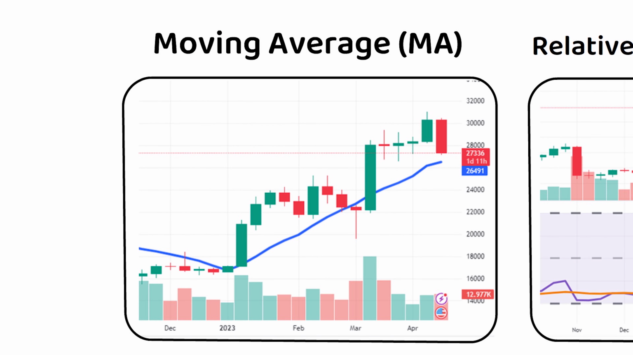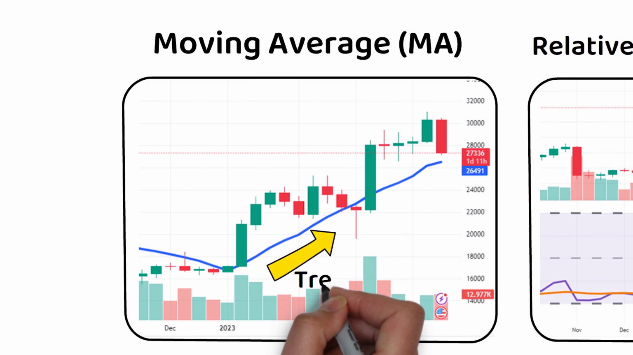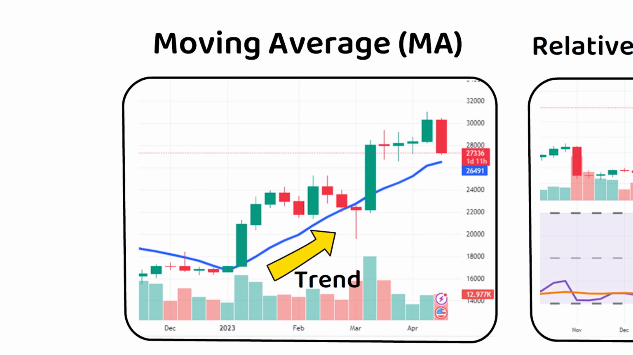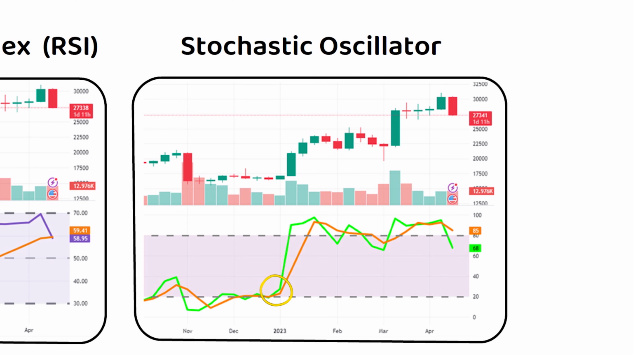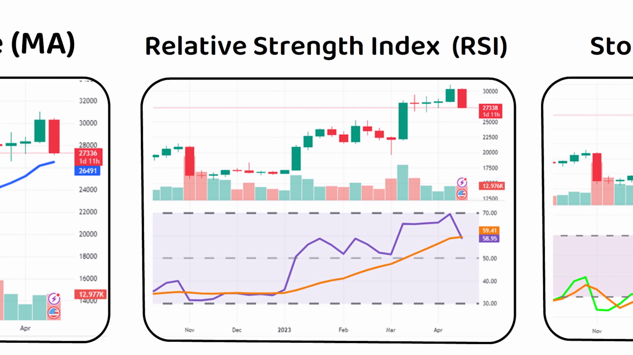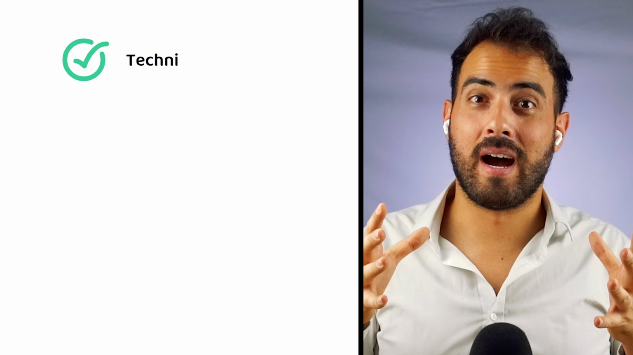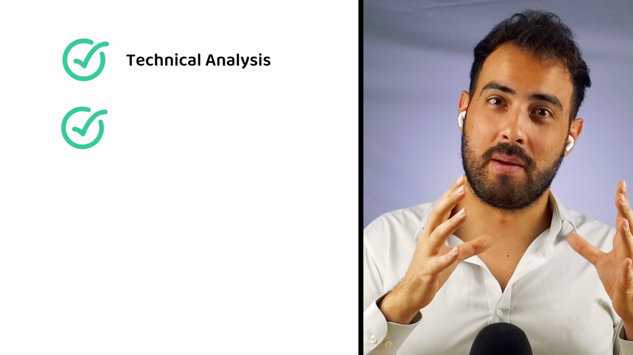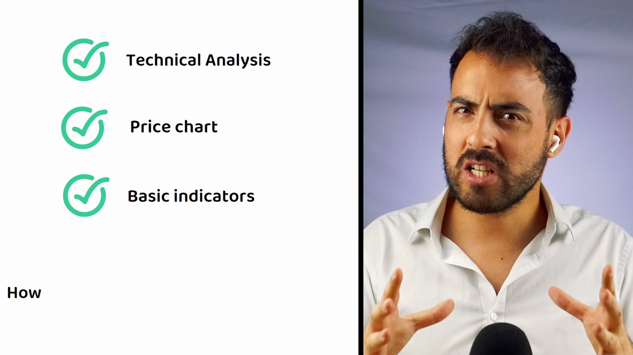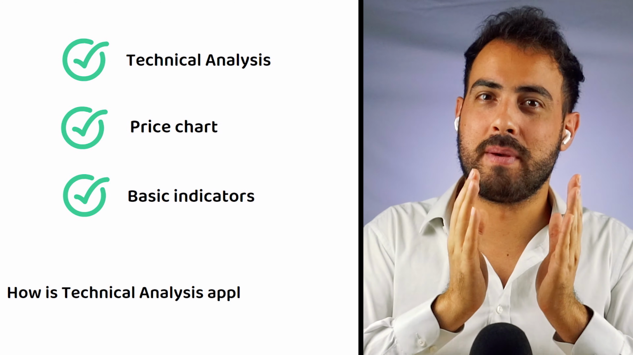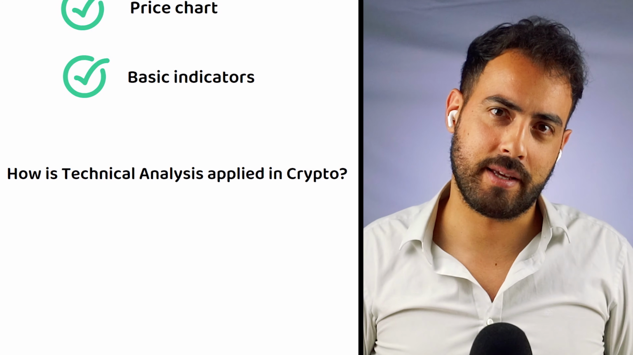Moving averages are used to spot trends by smoothing out price data over a specified period of time. The stochastic oscillator is used to spot potential trend reversals, while the RSI is used to spot overbought and oversold market conditions. Now that we know how technical analysis works, what a price chart is, and what are the basic indicators, let's explore how all these tools can be applied in the cryptocurrency market.